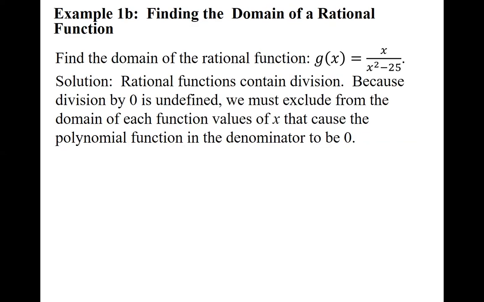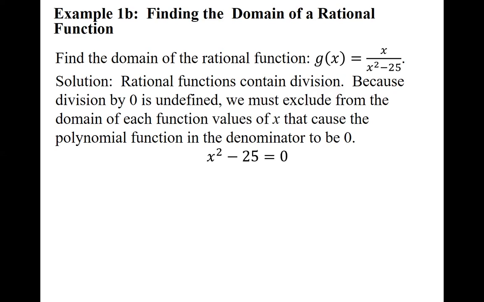Let's find the domain of x over x squared minus 25 now. Again, rational functions contain division. We can't divide by 0. That means in this case, x squared minus 25 can't be 0. We can factor and solve. X squared minus 25 would be x plus 5 times x minus 5. That clearly gives us the values negative 5 and positive 5 that we can't have.